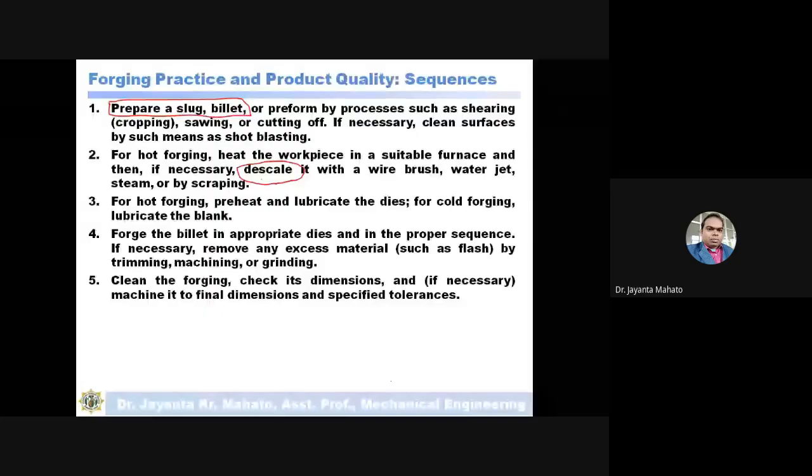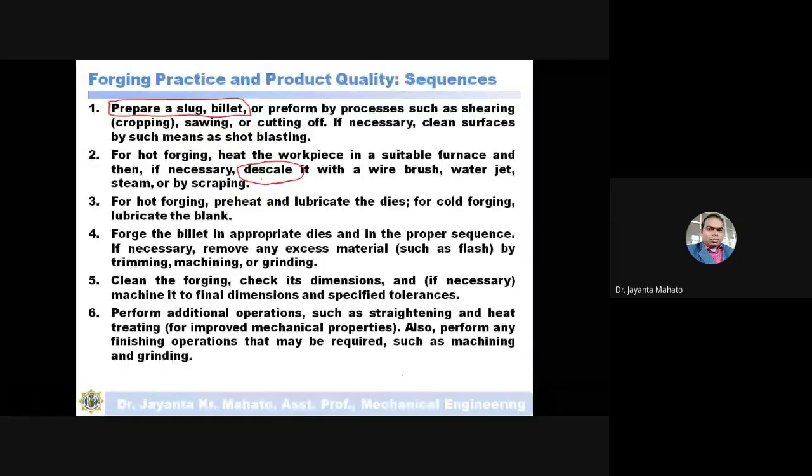So after trimming the flash, you have to clean the surface and check the dimension. If the dimension is more, then you have to machine the extra dimensions and make the specified tolerances. Then perform additional operations such as strengthening and heat treating. Means after the forging process, you can heat treat it again to improve the mechanical properties.